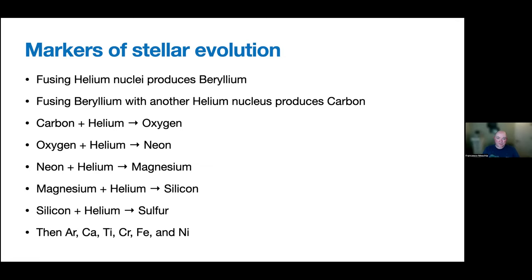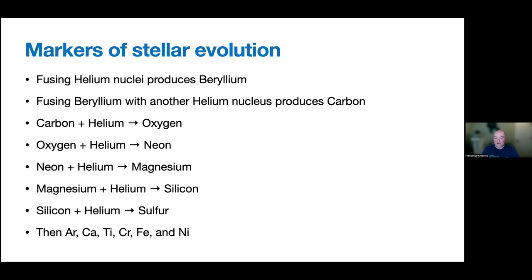A star like the Sun fuses hydrogen into helium. But when you have produced helium, if the temperature is sufficiently high, helium nuclei can fuse and produce beryllium. And if you fuse another helium nucleus with a beryllium nucleus, you are going to produce carbon. And then carbon plus helium, you get oxygen, oxygen plus helium, neon, neon plus helium, magnesium, and then silicon, and then sulfur. And you can continue producing argon, calcium, titanium, chromium, iron, and finally nickel.